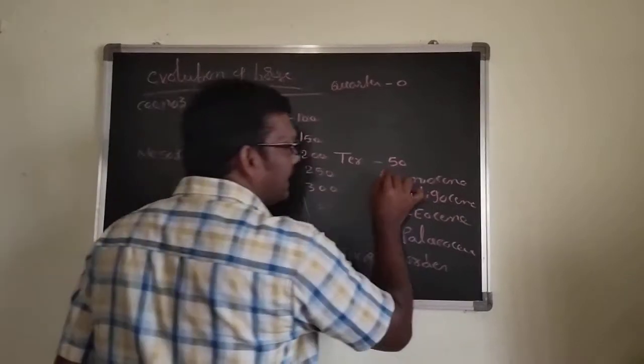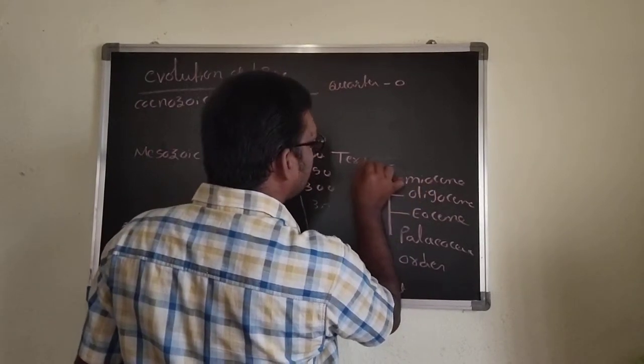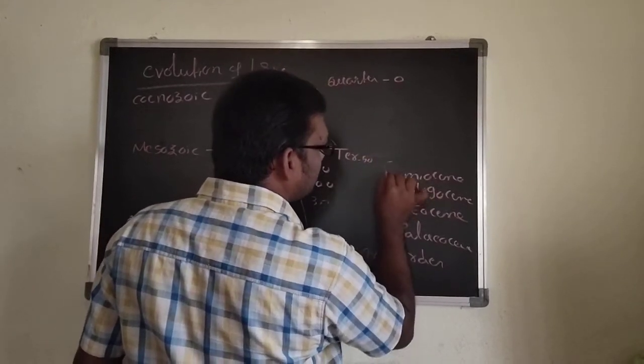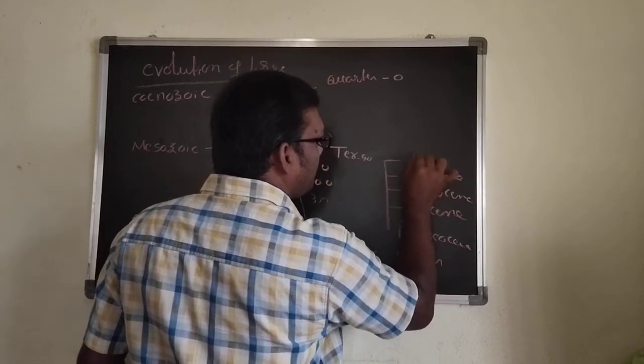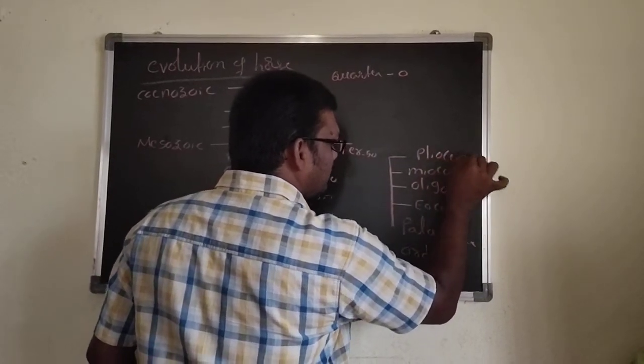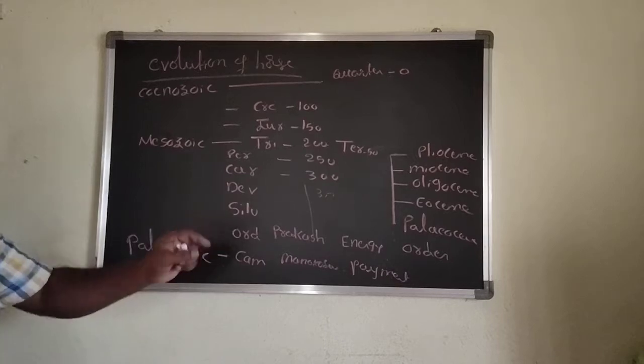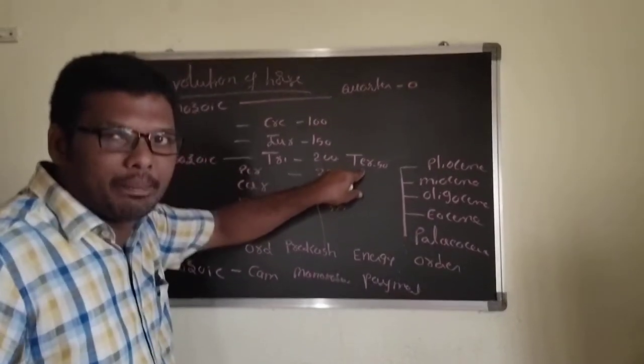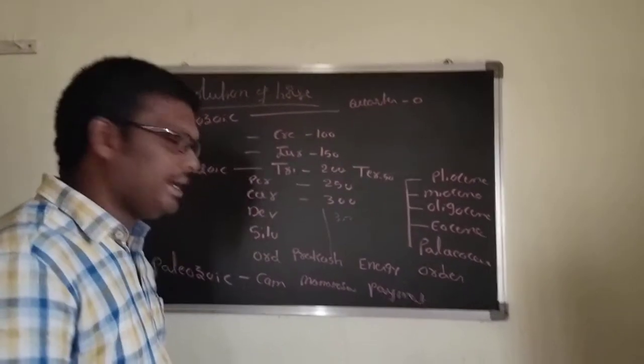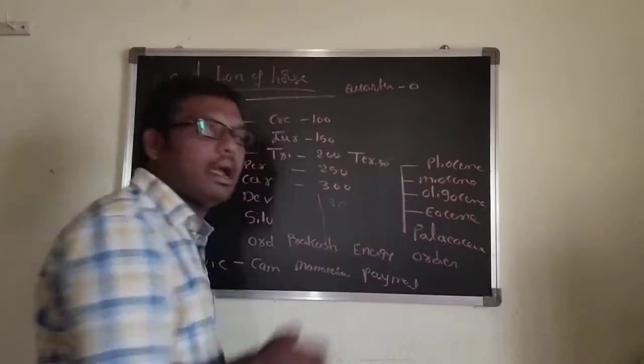Here the P indicates Pliocene. These are the epochs present in the tertiary period. That's why in the tertiary period, 5 epochs are present.